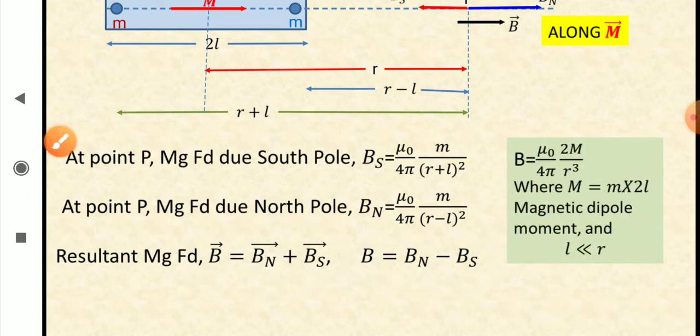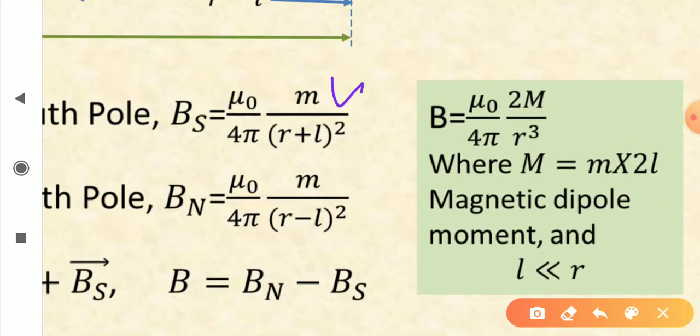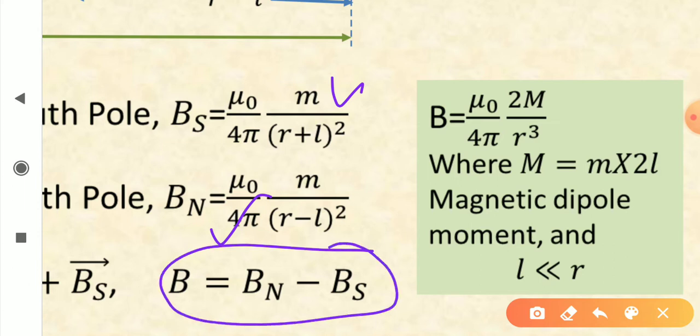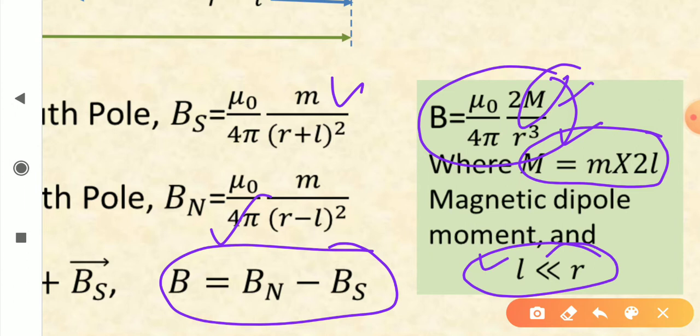So, putting the values of Bs and Bn in this equation and simplifying, we get this result as mu naught upon 4 pi, 2M upon r cube. Now, what is this M? This M is the magnetic dipole moment, m into 2L. And also, the size of the magnet is considered to be much smaller than the distance of point P.